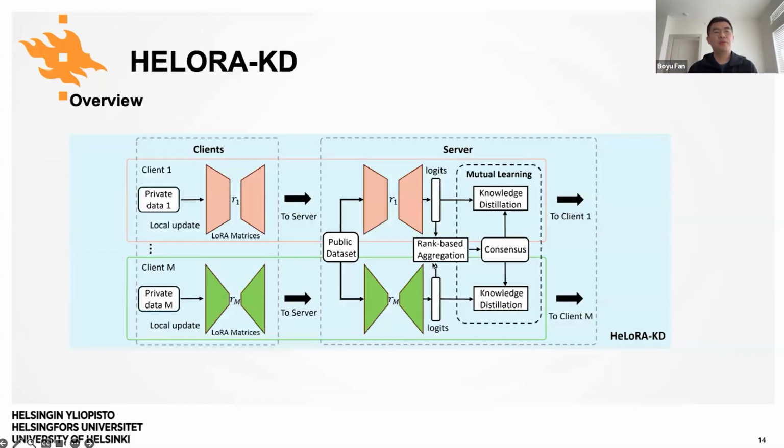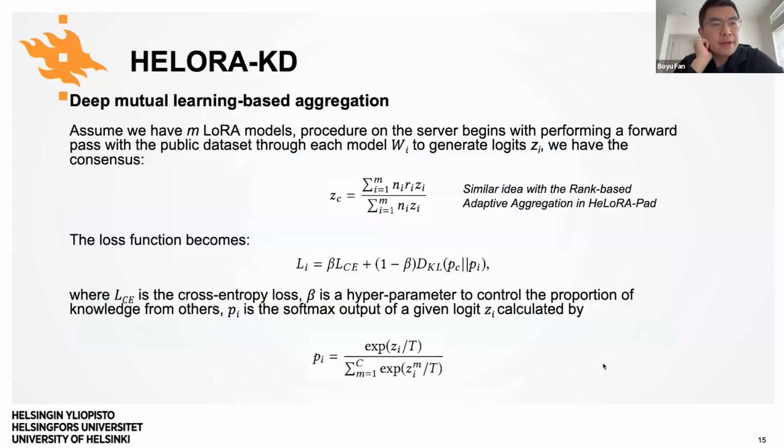So following this idea, we propose HeLoRA KD. You can check from this figure, instead of adjusting the rank values, we just keep them unchanged. This is R1, the server side is also R1, RM. But we propose a mutual distillation process so that knowledge can be shared. Instead of performing element-wise parameter averaging, the knowledge is shared through this process. I will give the details soon. So we call this a deep mutual learning based aggregation.